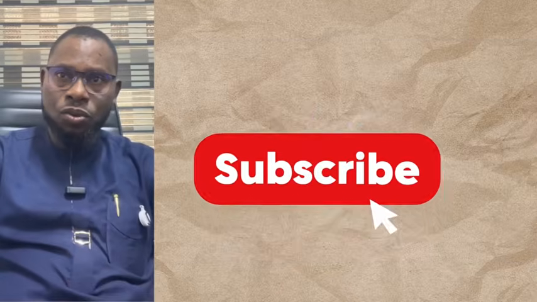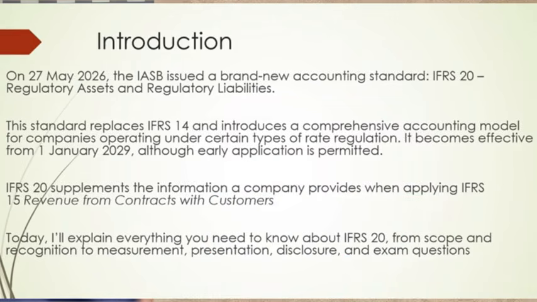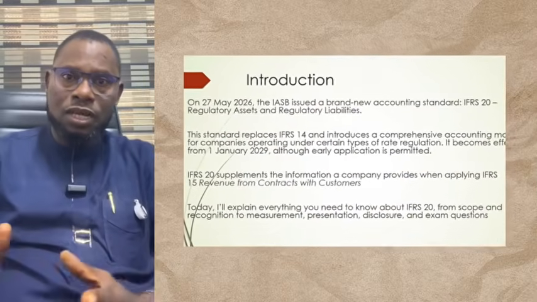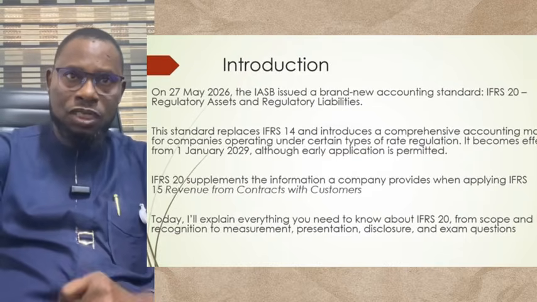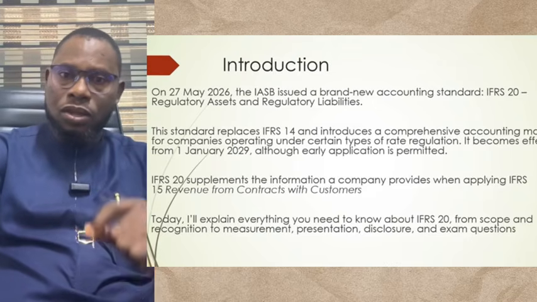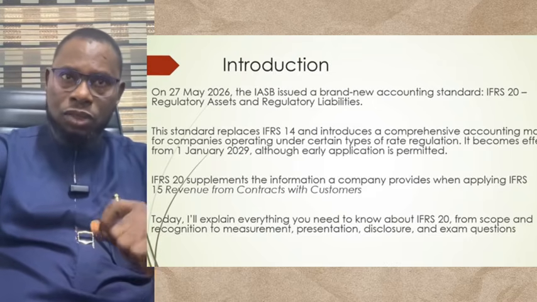But before we do, I just want to let you know, companies that supply vital services such as electricity, water, gas, and other utilities are the companies that this standard basically affects. So it's a brand new standard, IFRS 20. Now this standard replaces IFRS 14 and introduces a comprehensive accounting model. In the past, we had different ways of handling issues in this sector, but now there is a single model that IFRS 20 brings to the table. So it becomes effective on 1st January 2029, though, as I said, early adoption is permitted.